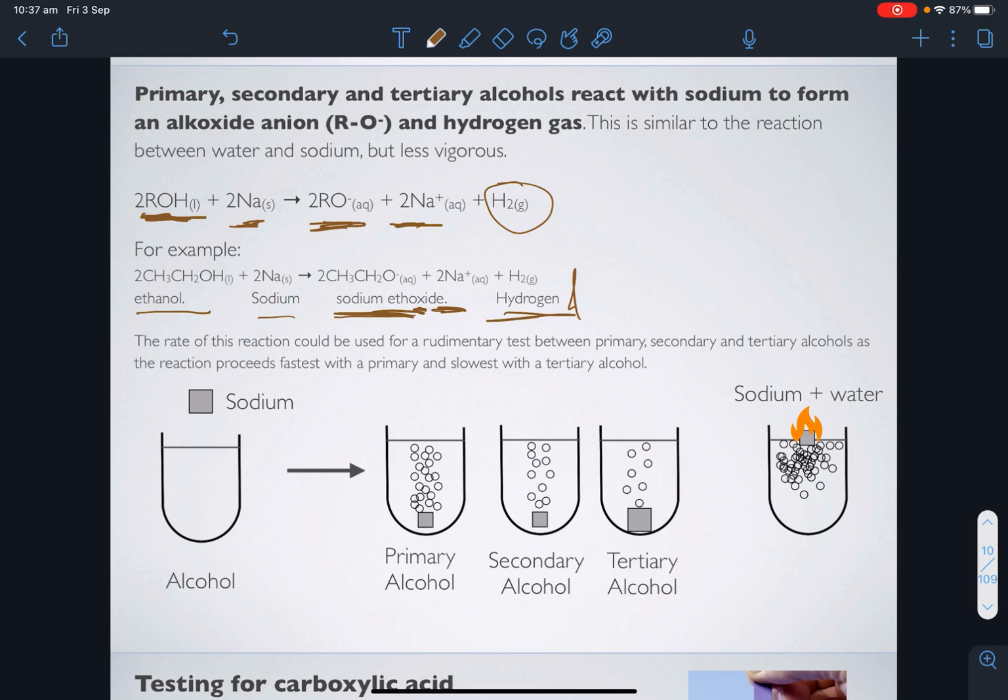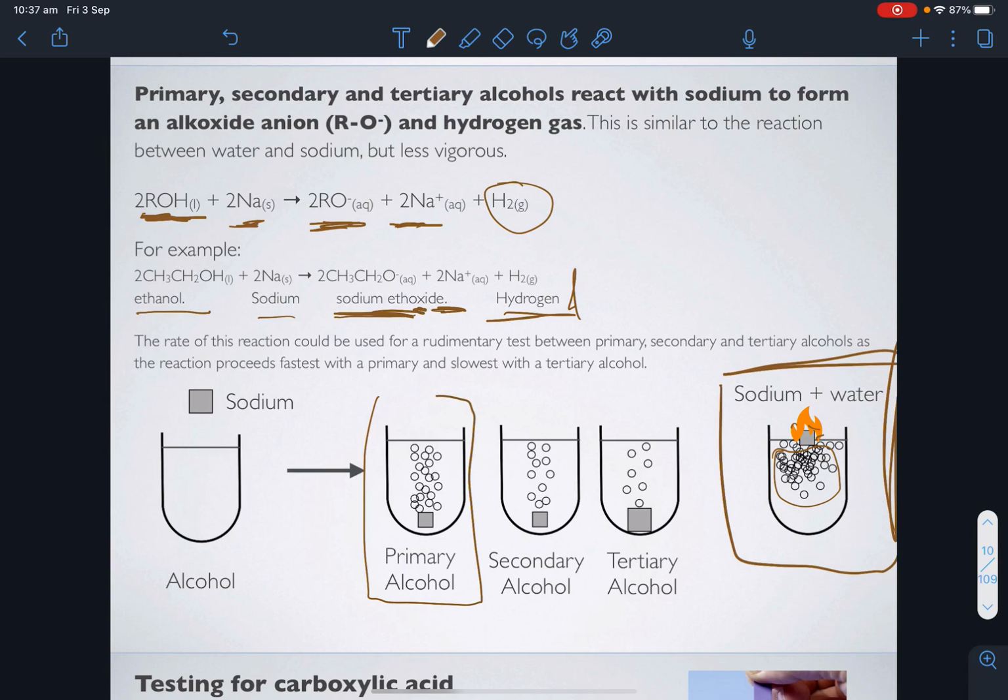If you want to contrast it, we've seen the sodium and water experiment where you put it in, and it gets quite hot. It's a very exothermic and vigorous reaction. Lots of bubbles are formed, and you may see sparks. Contrasting it with a primary alcohol, you get slightly less bubbling, and it's not quite so energetically vigorous, but still a lot of bubbling. If you do a secondary alcohol, it's less bubbling. If you do a tertiary alcohol, it's even less.